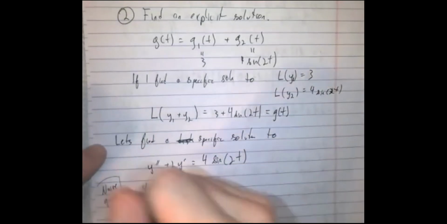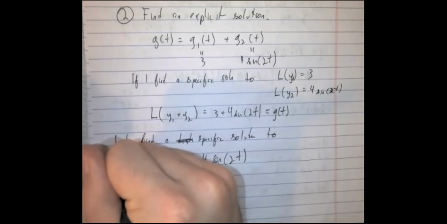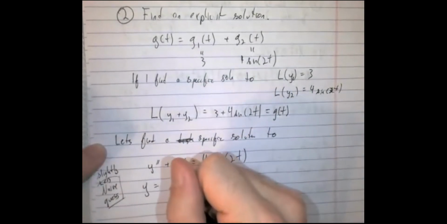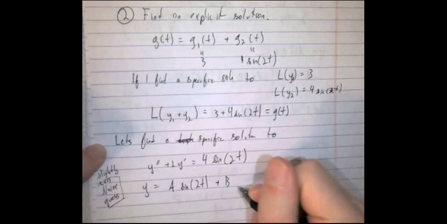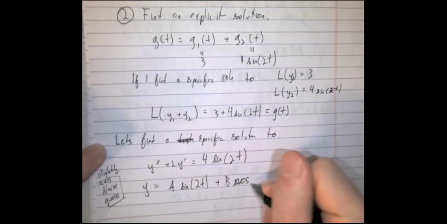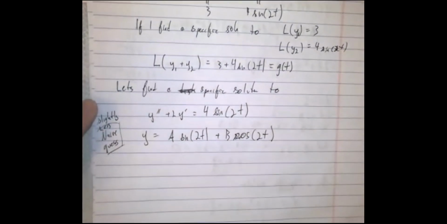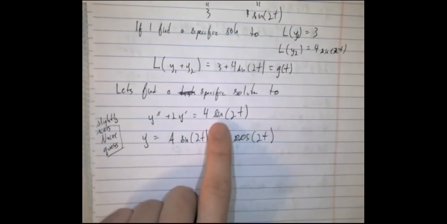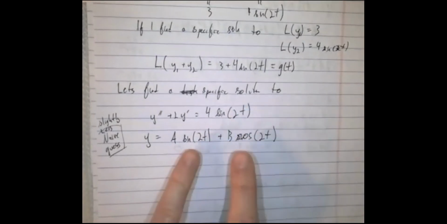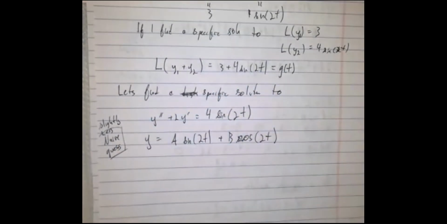So in this case, my slightly less naive guess should be y is equal to a sine of 2t plus b cosine of 2t. And it turns out that using this guess, if you have a trig function that's just in terms of sines and cosines, using a function in terms of sines and cosines on a second order linear derivative will generally get you the answer that you're looking for.